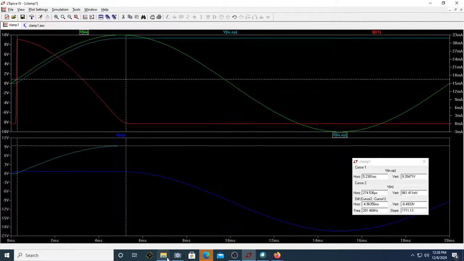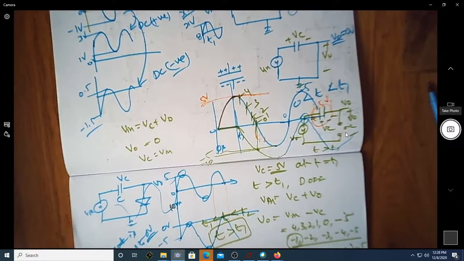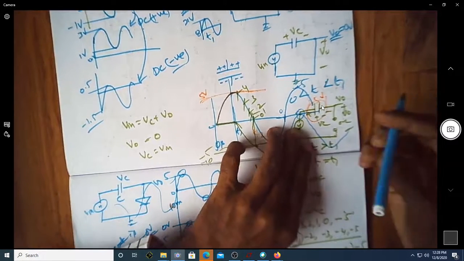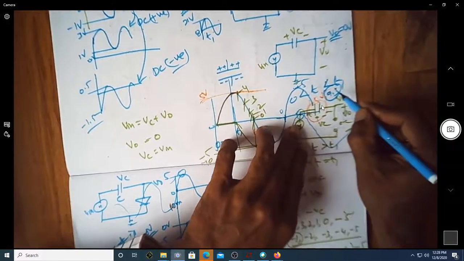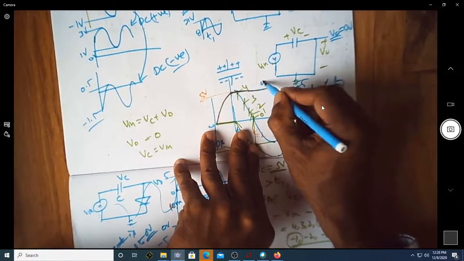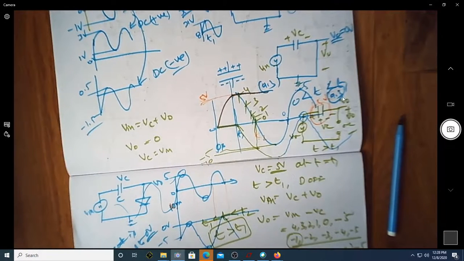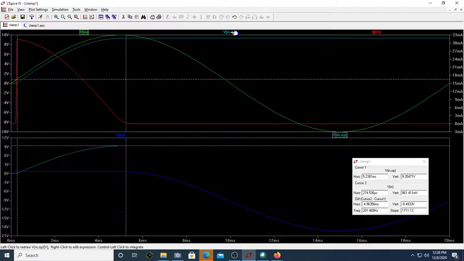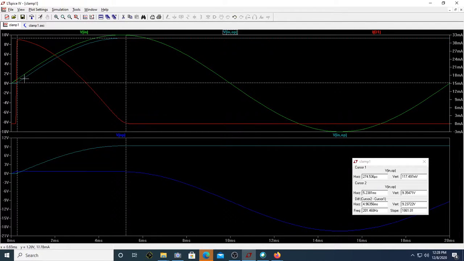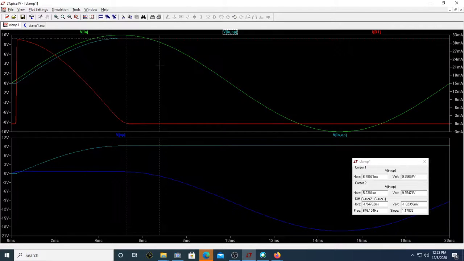When the diode is off, you are in this situation, and whatever voltage the capacitor has charged stays. In this particular case, it has charged to 9.3 volts. The capacitor voltage will remain at 9.3 volts. In this simulation, you can see this is my capacitor voltage, remaining at 9.3 volts once the input voltage started coming down. See here, this is 9.3. It remains at 9.3 volts because the capacitor does not have any path for discharging.